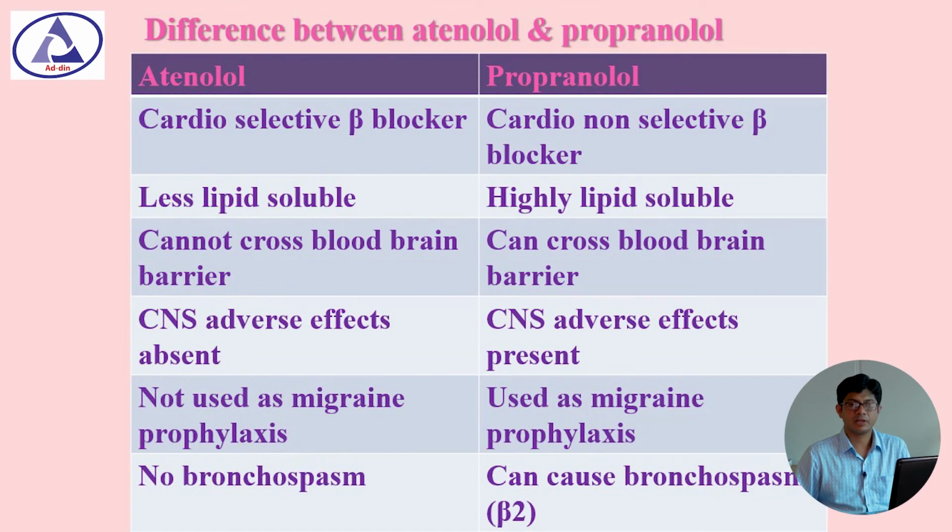Now come to the difference between atenolol and propranolol. Atenolol is a cardioselective beta blocker, but propranolol is a non-selective beta blocker. Atenolol is less lipid soluble, but propranolol is a highly lipid soluble drug. Atenolol cannot cross the blood-brain barrier, but propranolol can. Atenolol has fewer adverse effects, CNS adverse effects are absent. Propranolol has CNS adverse effects. Atenolol is not used as migraine prophylaxis, but propranolol is used as migraine prophylaxis. Atenolol does not cause bronchospasm, but propranolol can cause bronchospasm.